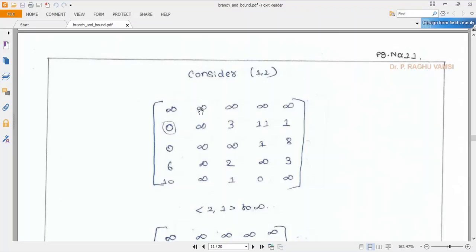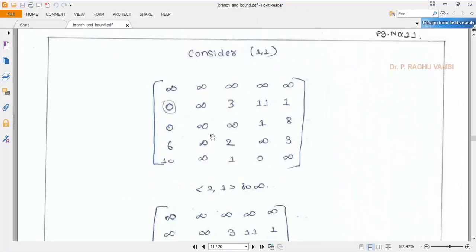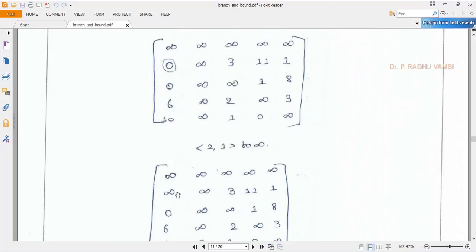So 1 2 and 2 1 should be placed as infinity, along with the first row and second column must be placed with infinity. So this is the first row and second column placed with infinity. Now 2 comma 1 to infinity. So 2 comma 1 should also be placed as infinity, because 1 comma 2 we have placed as infinity.